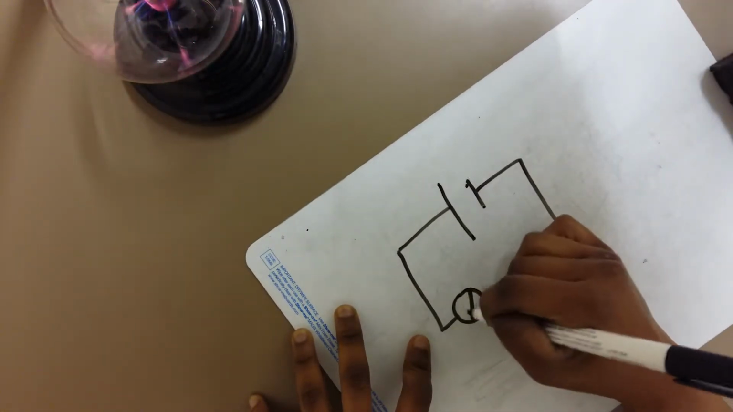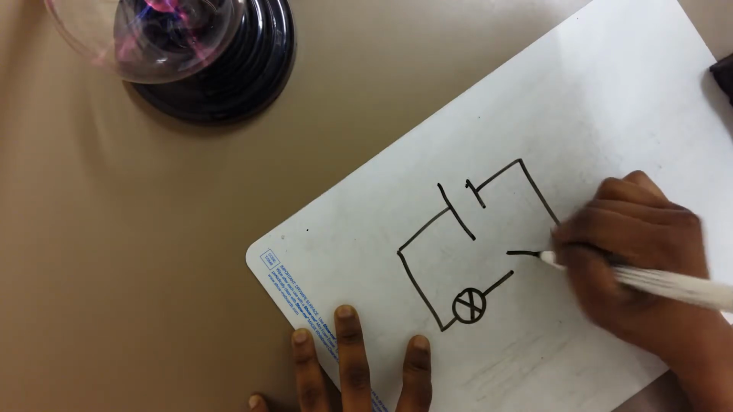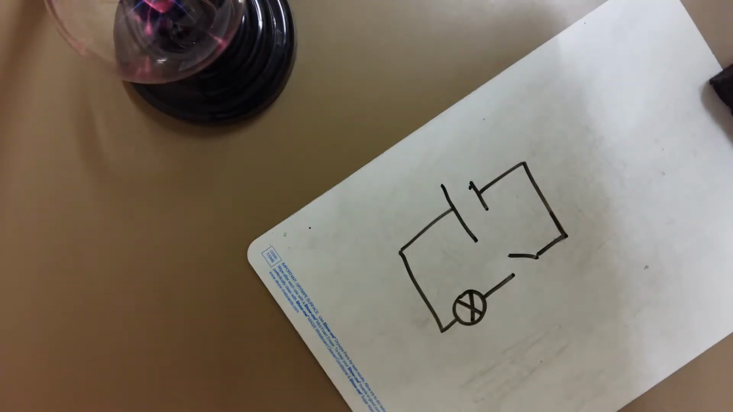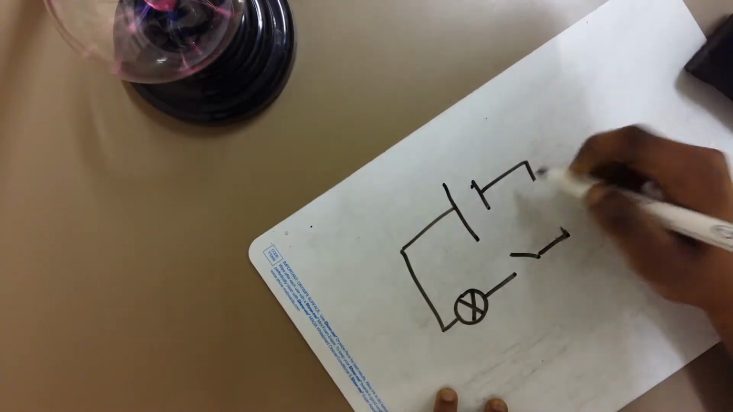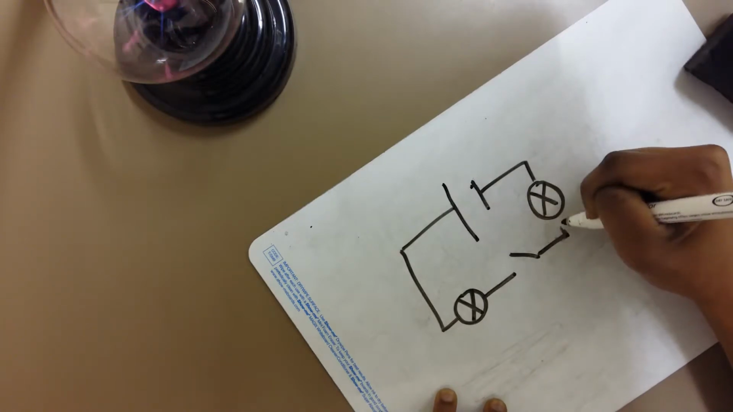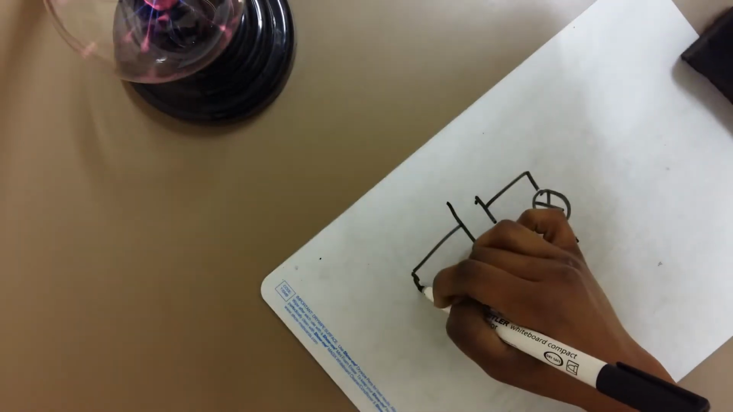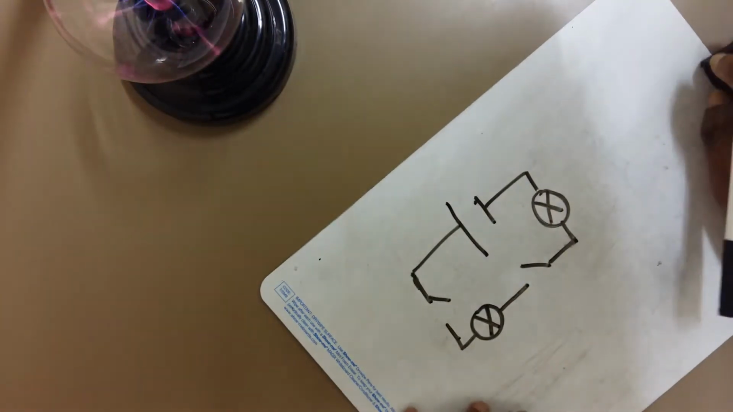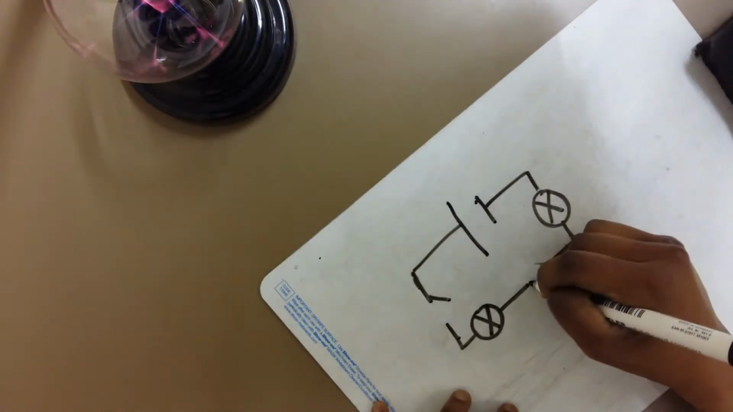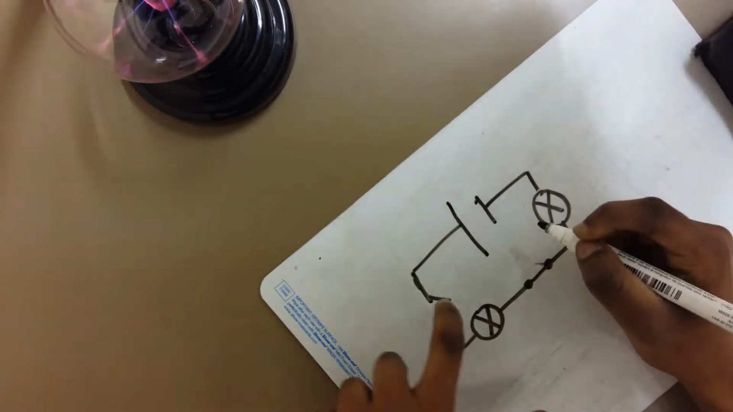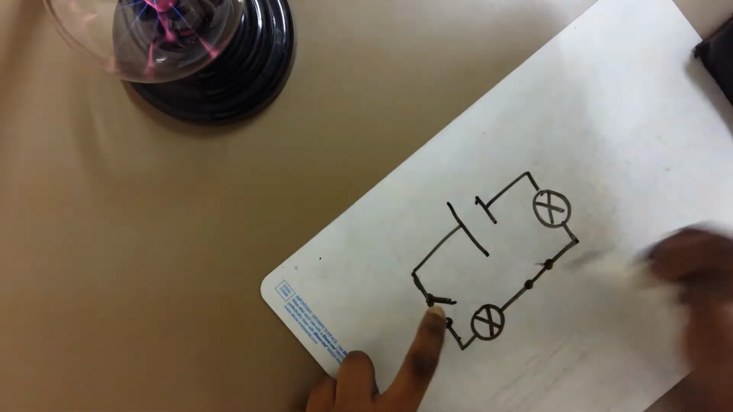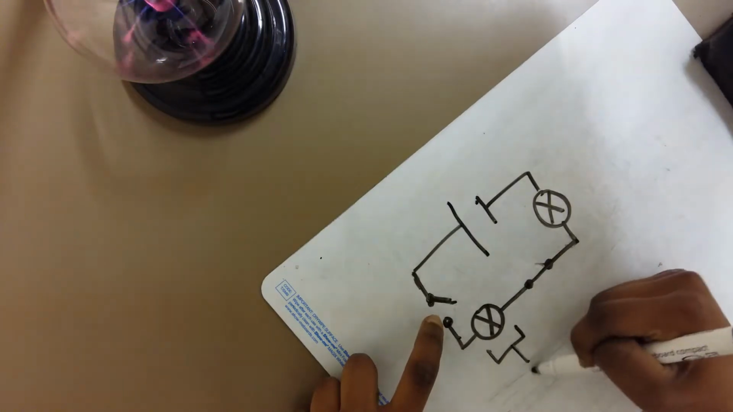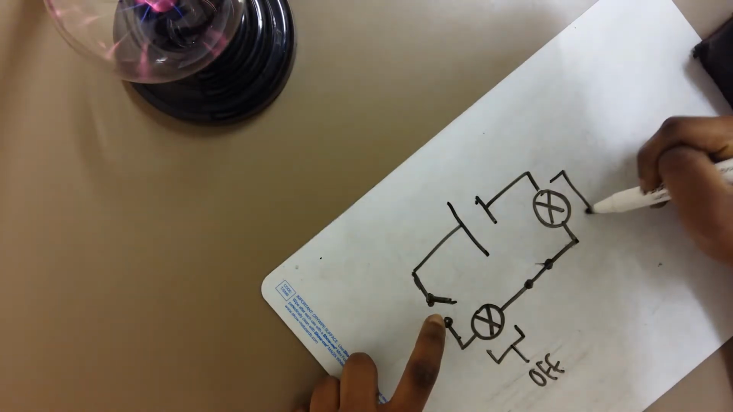we have a switch and a light bulb, and say you have another light bulb there and another switch here. If one of the switches is open, like this one, then the entire circuit won't work. This bulb will be off, and this bulb will be off.